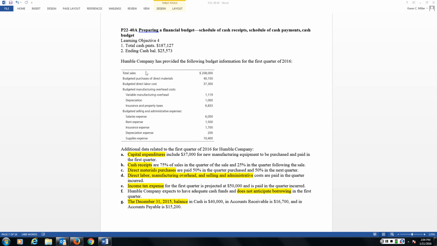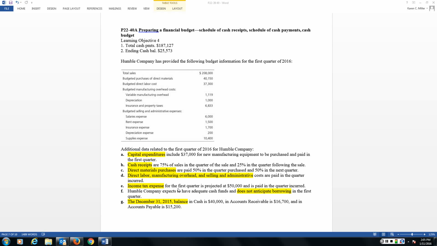We have some information about this organization, their total sales, their purchases of material, payment of labor, payment of overhead, their selling and administrative expenses, and then we have some additional information about Humble Company, their capital expenditures, for example, for a new manufacturing equipment. They tell us that their cash receipts are collected: 75% of their credit sales are collected in the quarter of the sale, 25% in the second quarter. Of their direct materials, they're going to pay 50% of those in the quarter purchased and 50% in the following quarter. Their labor, overhead, and selling and administrative expenses are all paid when they take place.